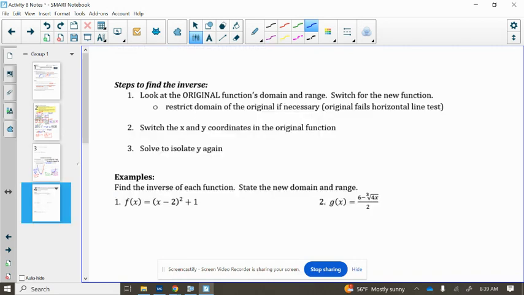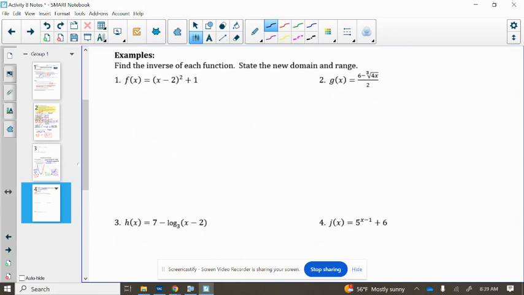All right, so to actually find the inverse, we are always going to start by looking at the original function's domain and range and make sure we restrict anything if necessary. And then to actually perform the operation to find it, you're going to switch the x and the y coordinates in the original and then resolve to get y by itself again. So let's look at some of these examples, okay? On the first one, before we even get started looking for it, we are going to look at the original function's domain and the original function's range.